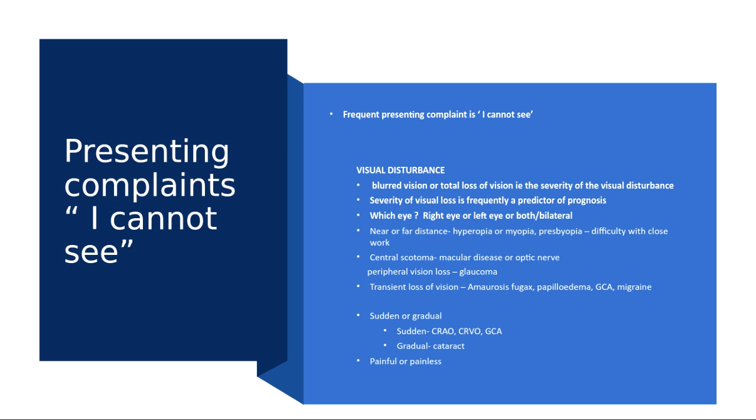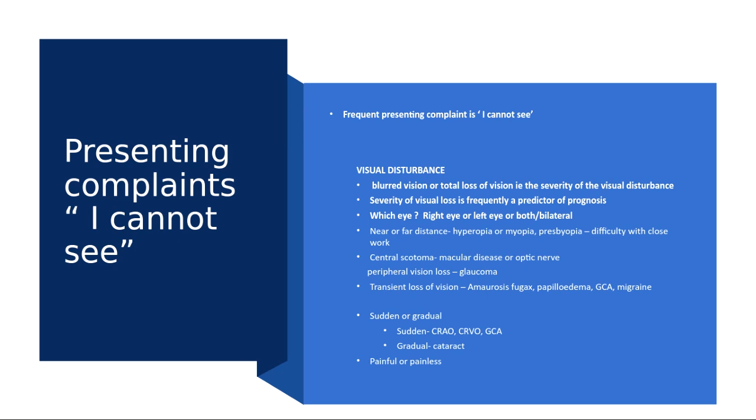Now you have to determine, when they present with a visual disturbance, the first thing you have to know: when did it start? You need to get a history of the onset and also the severity of the visual disturbance. Is it just mild blurring? Is it total loss of vision? Severity of the visual loss is frequently a predictor of the prognosis.